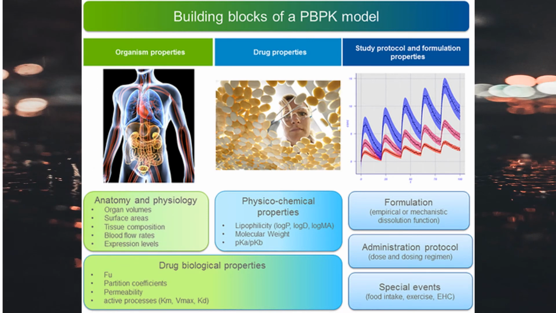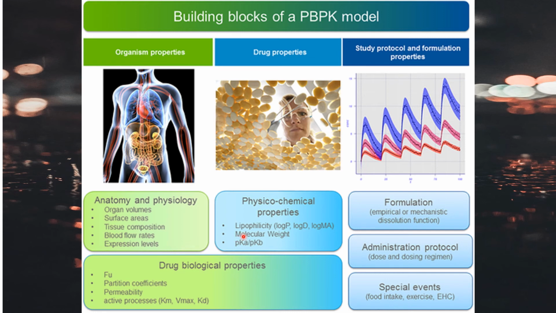Now on to the building blocks of a PBPK model. First of all, what is required is the organism properties in the form of its anatomy and physiology, like organ volumes, surface areas, tissue composition, blood flow rate, and expression levels. All this information is already present in the database of the software, and you don't need to do anything.